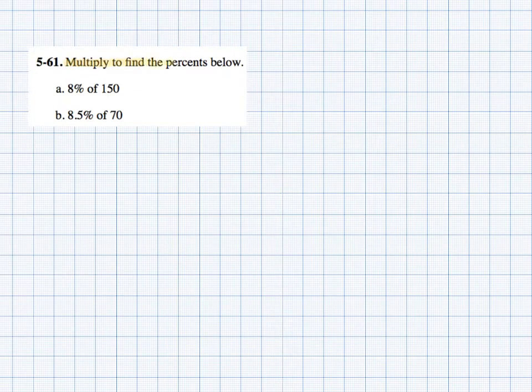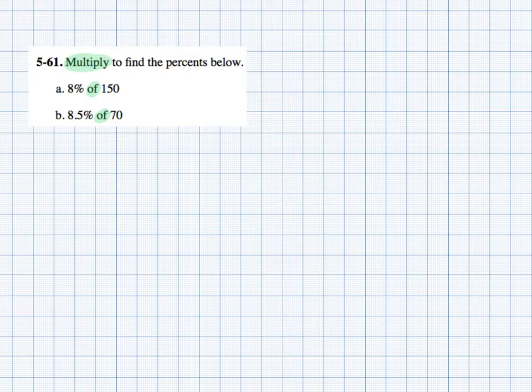Multiply to find the percents below. So the main verb here is the word multiply. However, it says "of," so we don't see the multiplication, but that's what it means. So you want to connect that. When you see the word "a number of another number," the operation is multiplication.